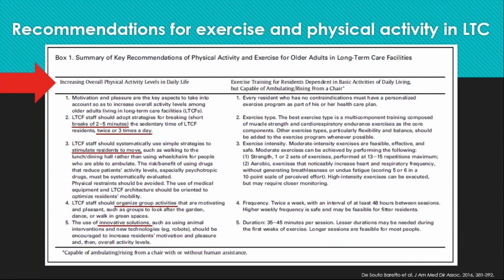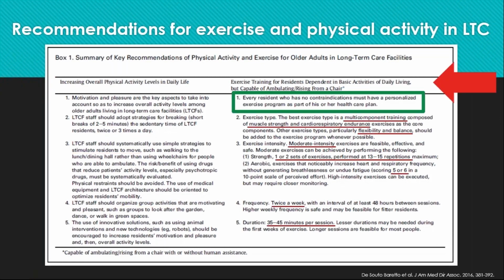And then the last one is using innovative solutions that help people be more active. So things like animal interventions, new technologies. I know a lot of homes have dogs come in and visit, maybe walking beside the dog rather than just sitting and petting it. Or there are new technologies, so things like Kinect games or Wii games if people are interested in that.